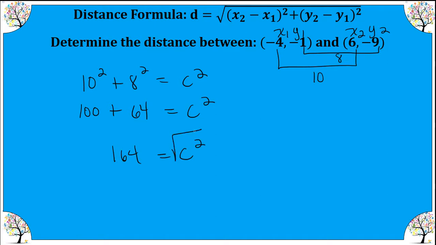I'm going to take the square root and see the distance between these two coordinates on the coordinate plane is about 12.8.